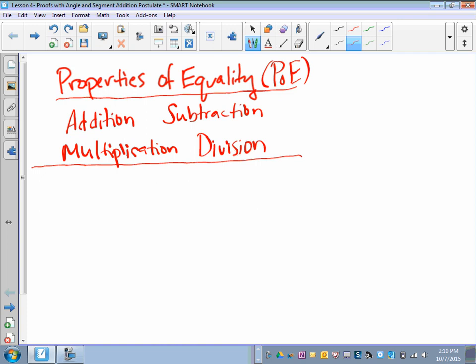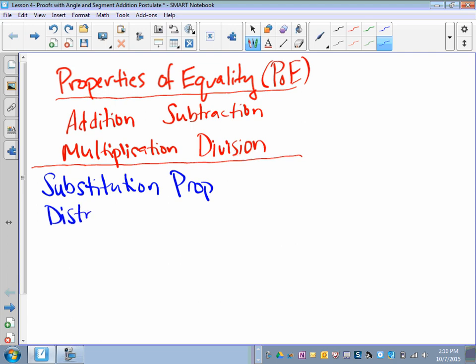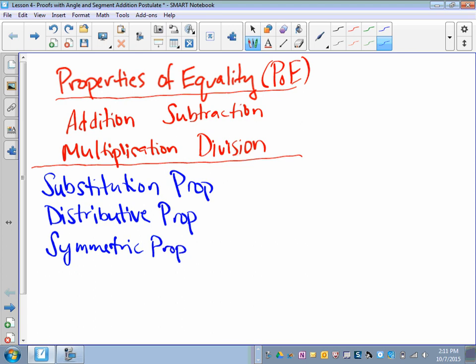Alright, and then some other common properties we used. What are some other ones that we used within worksheet 4 even? What are some other properties? Substitution property, that's a big one. So substitution property, distributive property. Symmetric property. And remember, symmetric property, if we have A equals C, then we know that C equals A. It flips it across your equal sign.